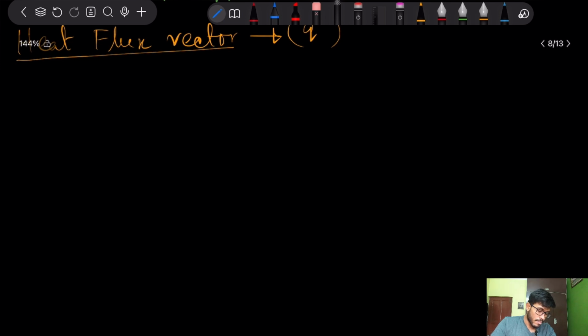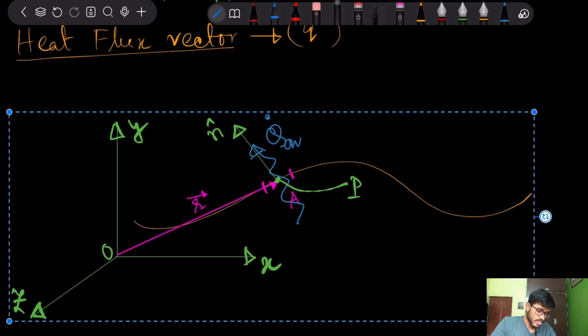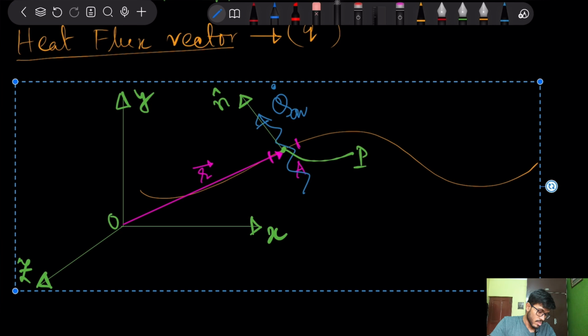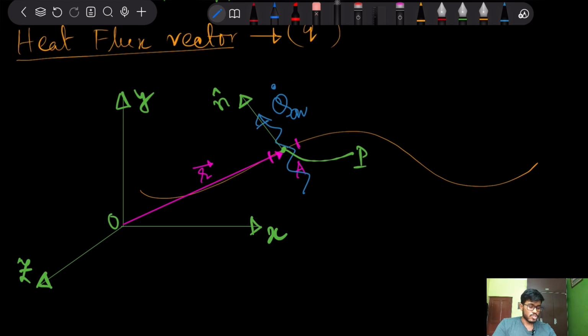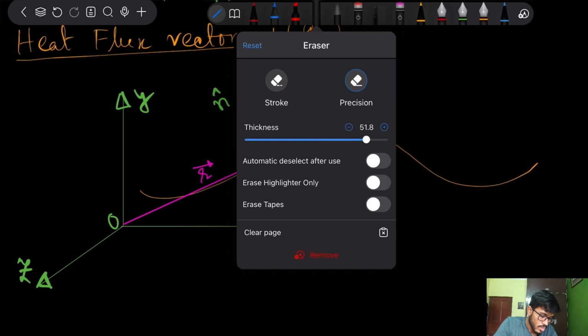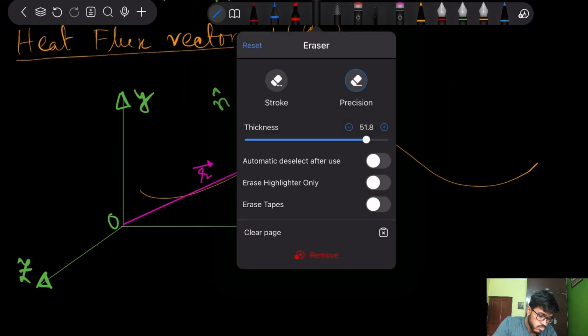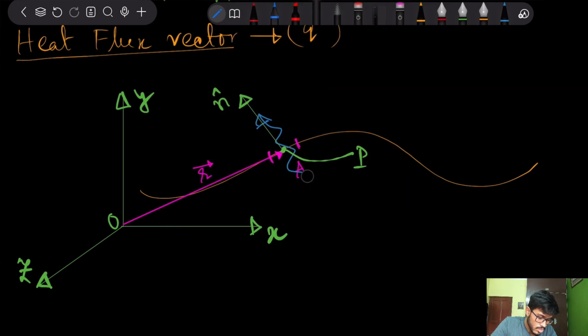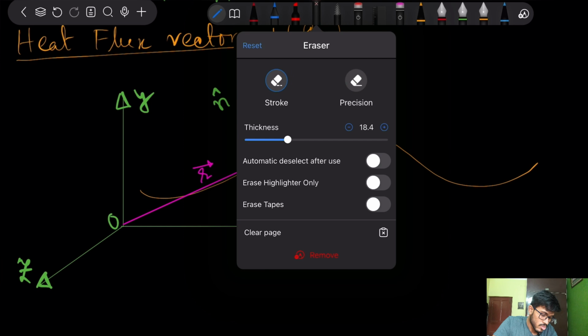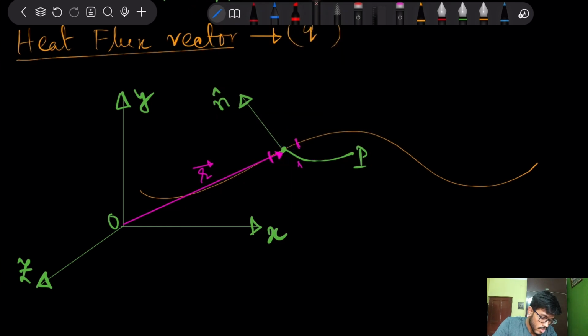Let me paste it here, okay. So now I don't need this q average thing. Thickness, let me reduce. Okay, now stroke.